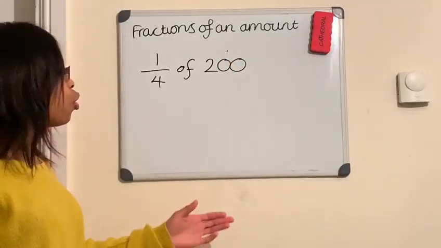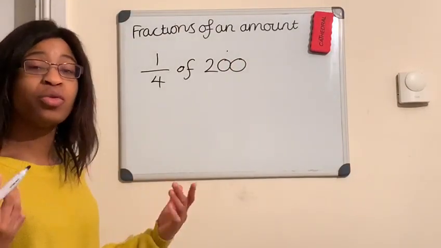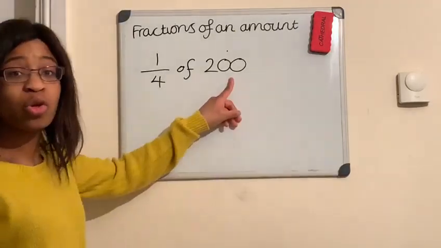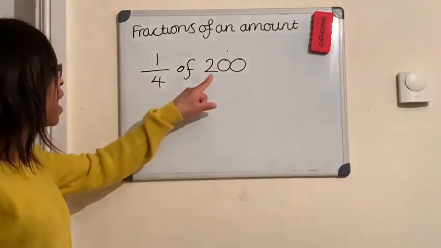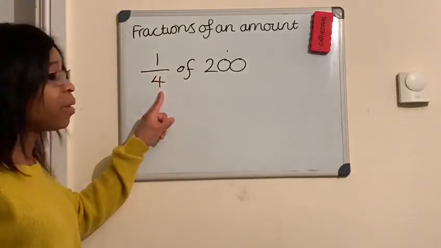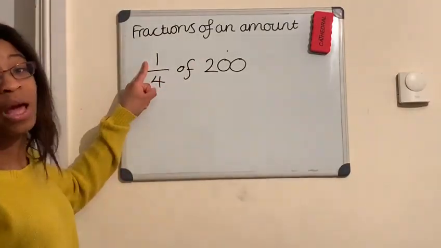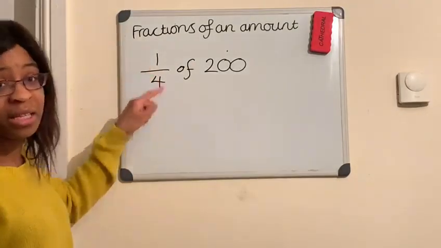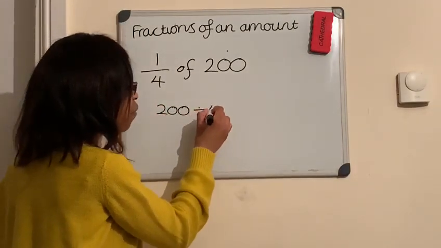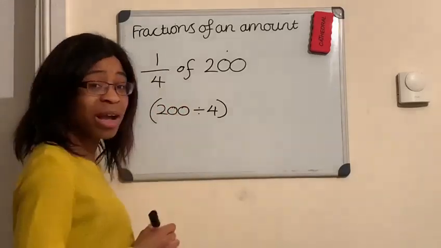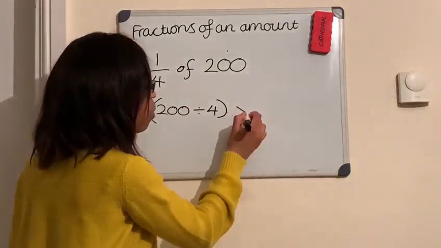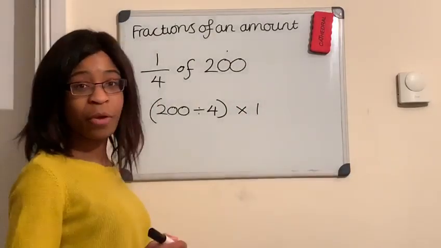Okay, so with these kind of questions, the way to go for it is by looking at your amount or the number, and then you are dividing it by this number, and then you are multiplying what you have with the numerator. So for example, 200 divided by 4, that goes in a bracket because we're following BIDMAS, which I'll do a video on. And then you're going to multiply that by 1, okay?